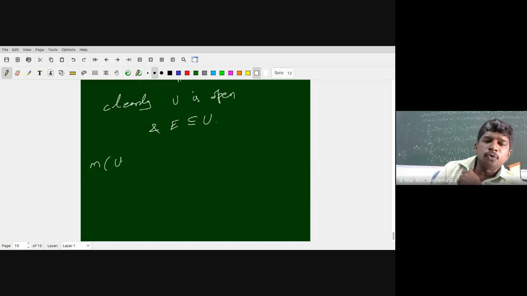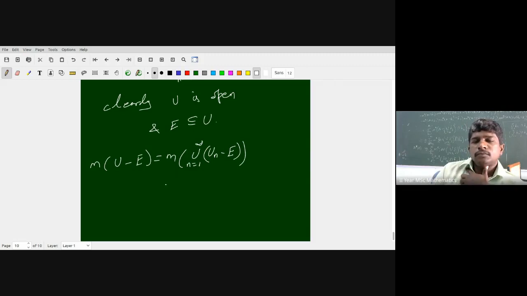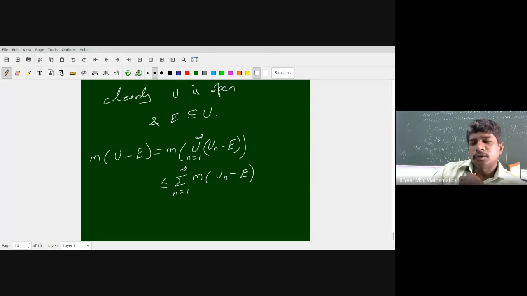So we only calculate the measure of U minus E. So what about this measure of U minus E? This is the measure of the union, n from 1 to infinity, of Un minus E, which is less than or equal to the summation, n from 1 to infinity, of the measure of Un minus E. Right? Since En is contained in E, by the construction of En, U minus En contains U minus E.